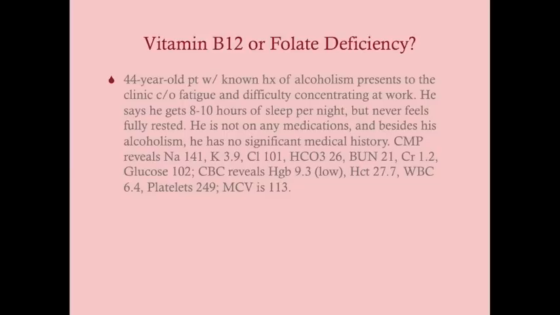So he's got a CMP, which reveals a sodium of 141. Again, these are all milligrams per deciliter. 3.9 of potassium, chloride of 101, bicarb of 26, BUN of 21, creatinine of 1.2, glucose of 102, and his CBC reveals a hemoglobin of 9.3, which is low, hematocrit of 27.7, white blood count of 6.4, platelets of 249, and the MCV is 113. So what is the most likely diagnosis in this patient?